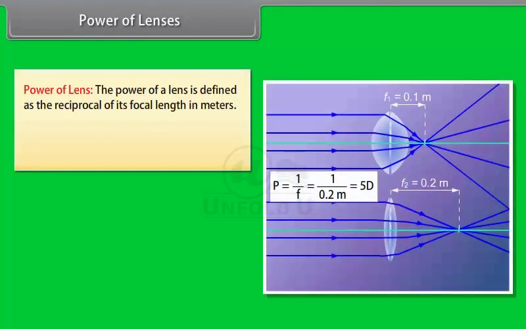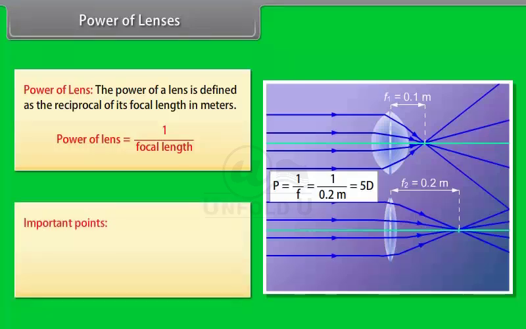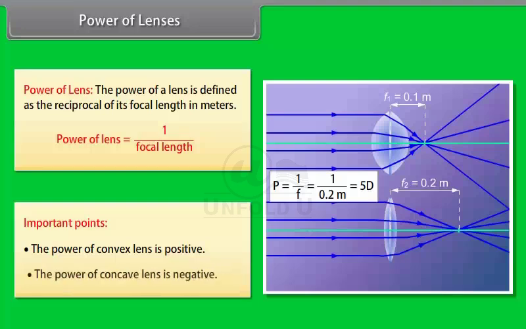Power of lens. The power of a lens is defined as the reciprocal of its focal length in meters. Power of lens is equal to 1 upon focal length. Important points: The power of a convex lens is positive. The power of a concave lens is negative.